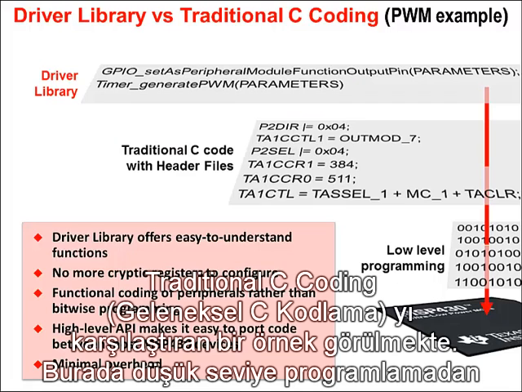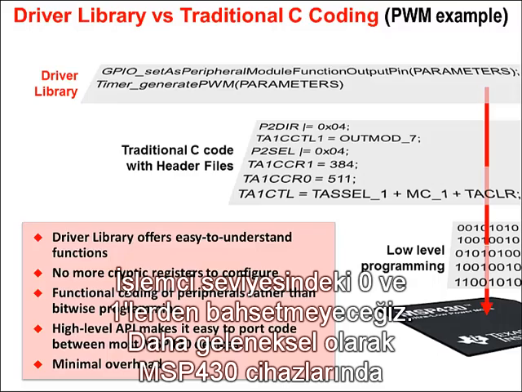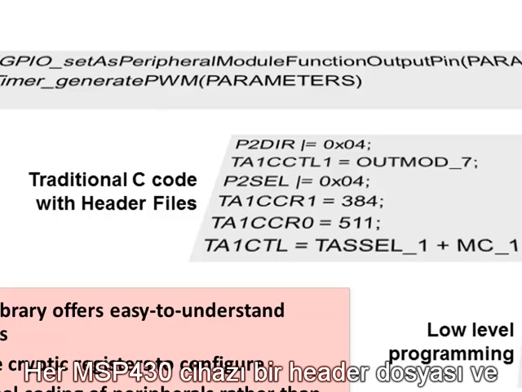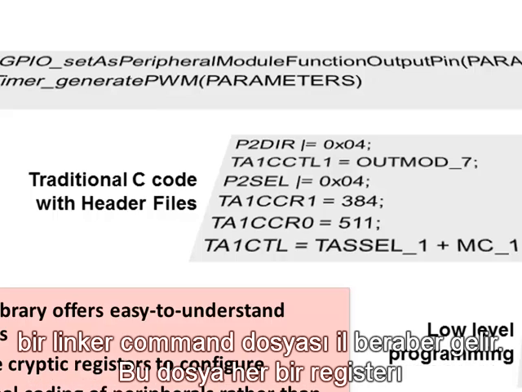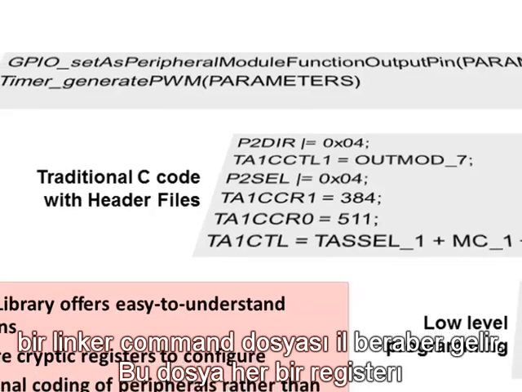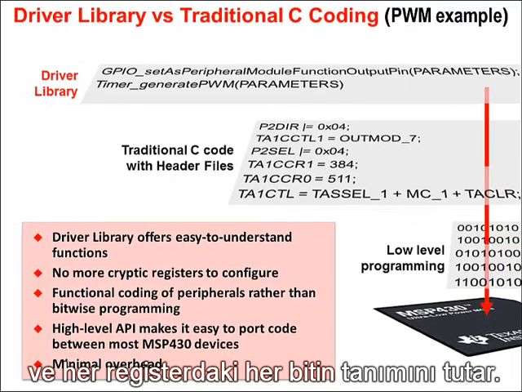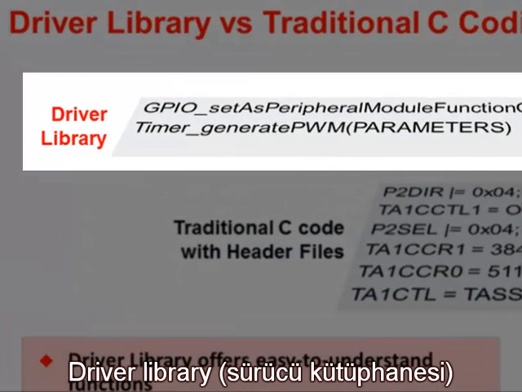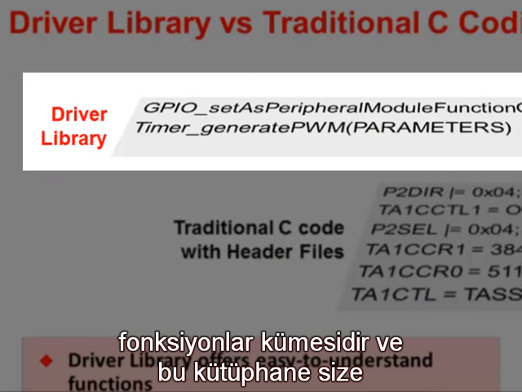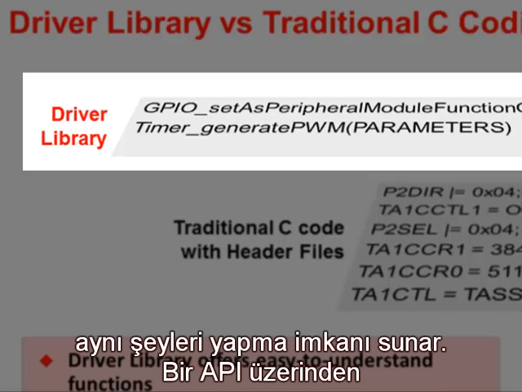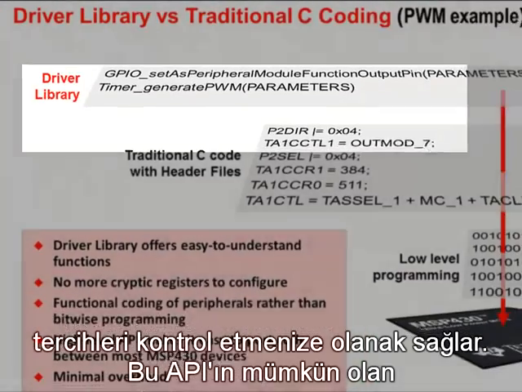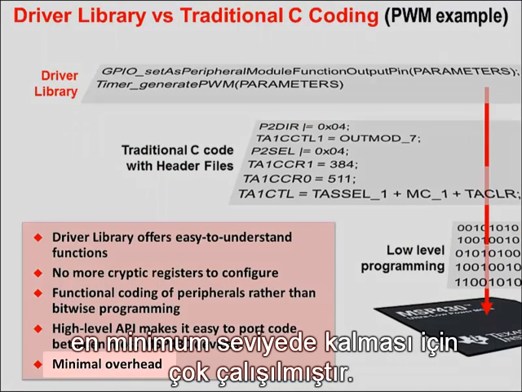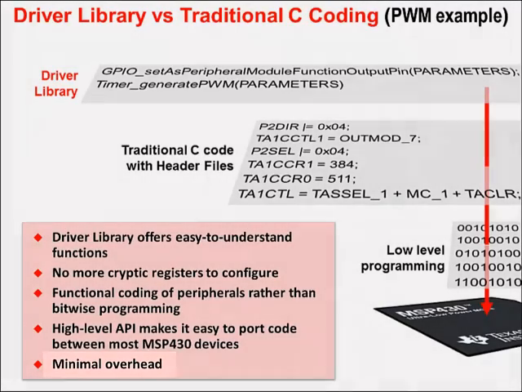I'm not going to talk about low-level programming, programming ones and zeros at the processor level, but the more traditional way on msp430 devices is to use the header files. Every single msp430 device ships with a header and linker command file that define every register and every bit in every register. What you've seen from a number of TI processors, msp430 included, in the last few years, is a driver library. And this is a set of functions that allow you to do those same things, control peripherals from an API. We've worked very hard to keep this API as minimal overhead as possible, so the goal of being, what you might say, lean and mean is very important to us.